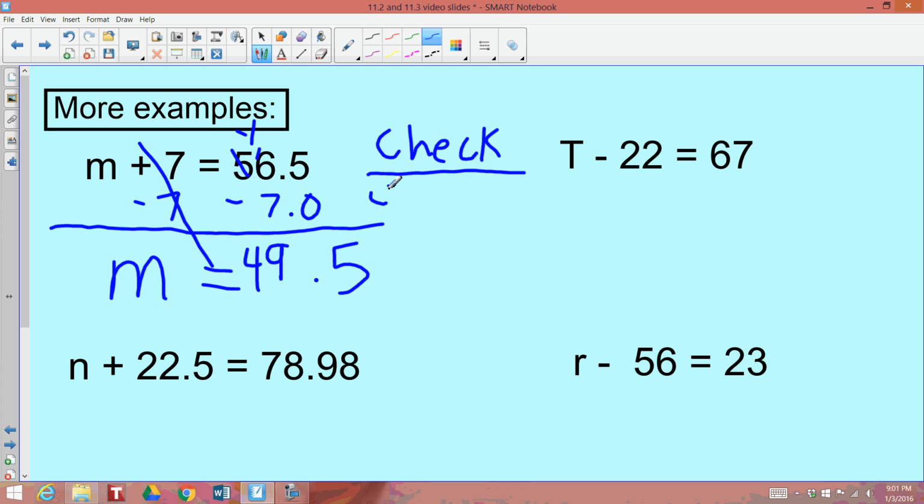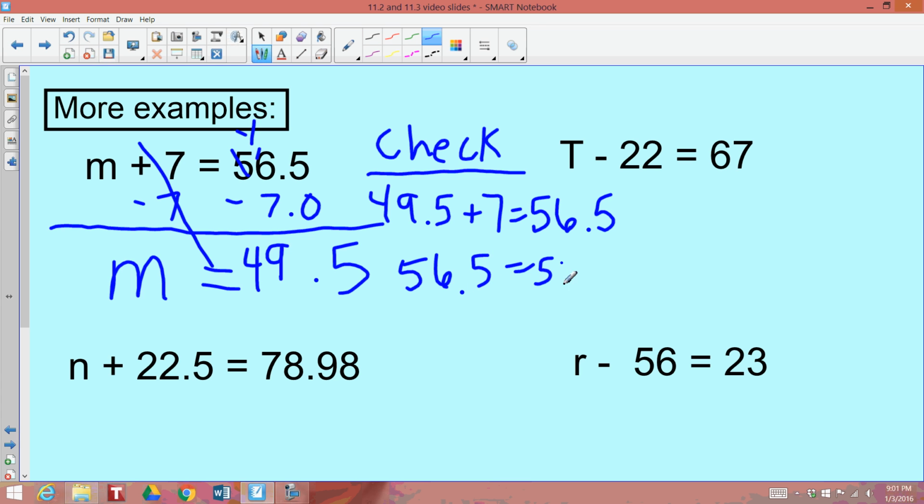is 49.5 plus 7 equal to 56.5? Well, yes, 49 plus 7 is 56, and the 0.5 is equal to 56.5. Check. So our work is correct.